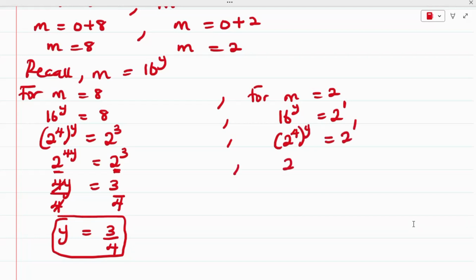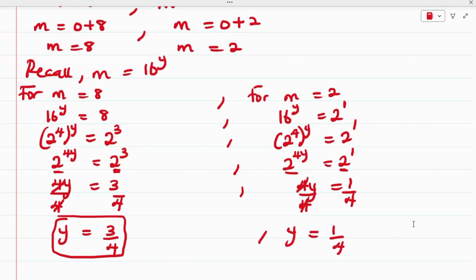So we have 2 raised to the power of 4y is equal to 2 raised to the power of 1. Since the bases are the same, all we have to do is to equate the exponents. So we have 4y equal to 1. So divide both sides by 4 to isolate y. This cancels out this, so we have that y is equal to 1 over 4. And this is the second value of y.